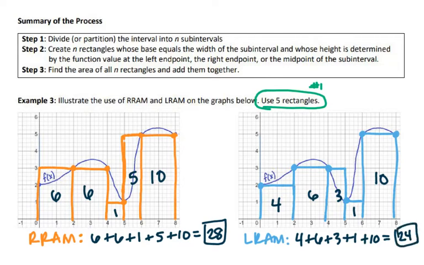And you can see visually how this would come to be, right? That this one has a lot more extra area above the curve, whereas this one, for the most part, minus this one rectangle in the middle, was an underestimate.